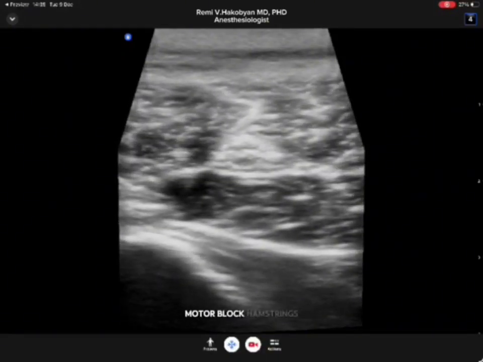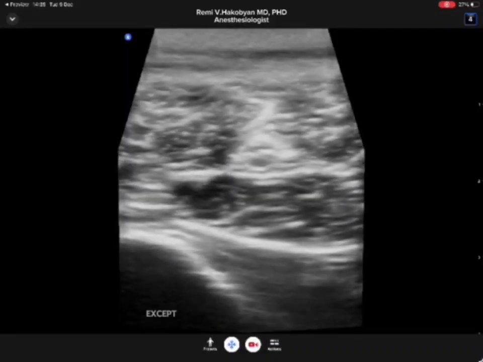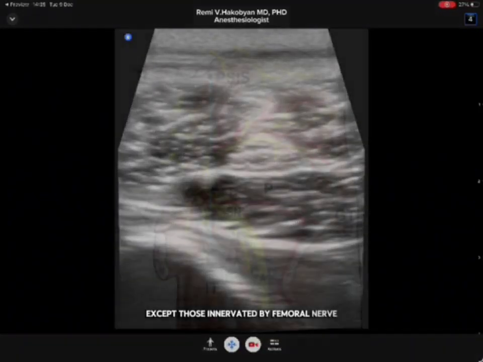Motor block: hamstrings and all lower leg muscles except those innervated by the femoral nerve.